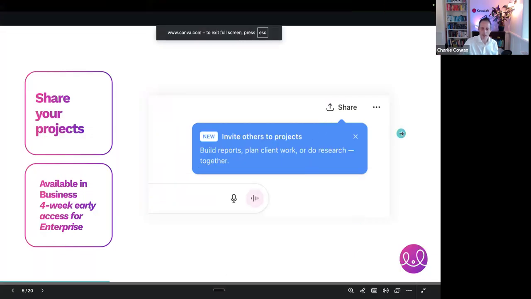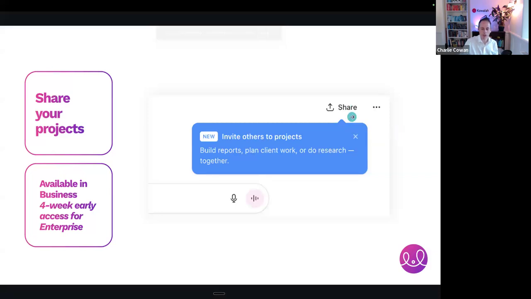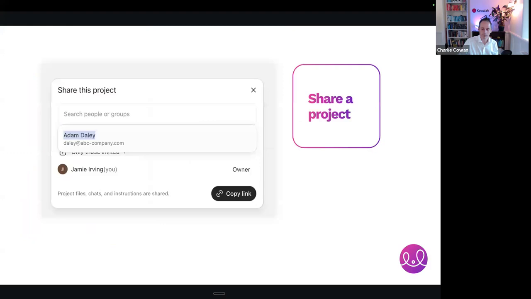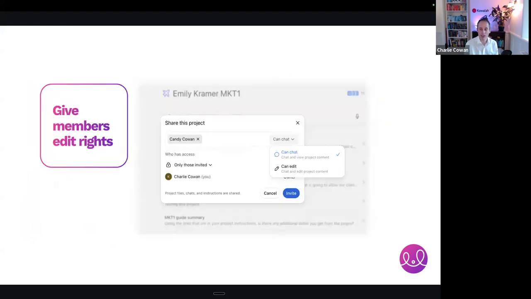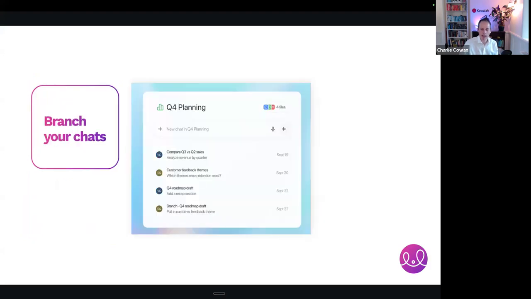So I'll just come back here. So as we saw there, when you create a project, you've now got a share button up at the top. So you can click that and share with other people in your organization. Once you've shared that project, you can then name people individually and share it with them or across your entire company. You can pick the permissions for each person that you're sharing that project with, and you can branch chats, so you can take them in different directions and explore different ideas and concepts.